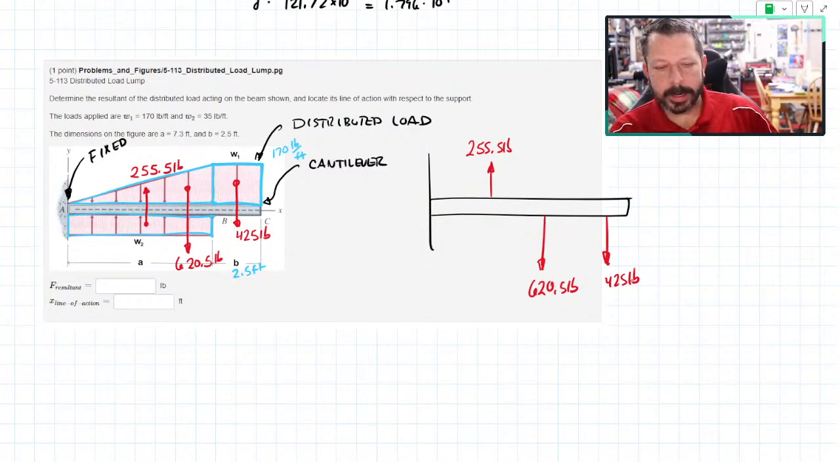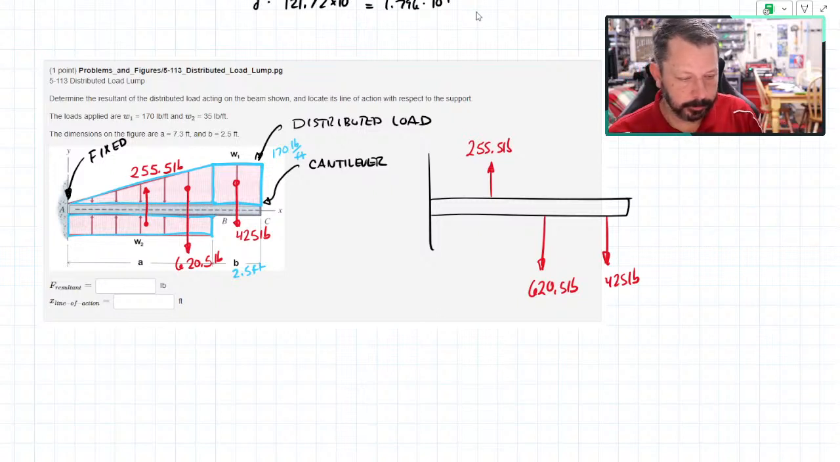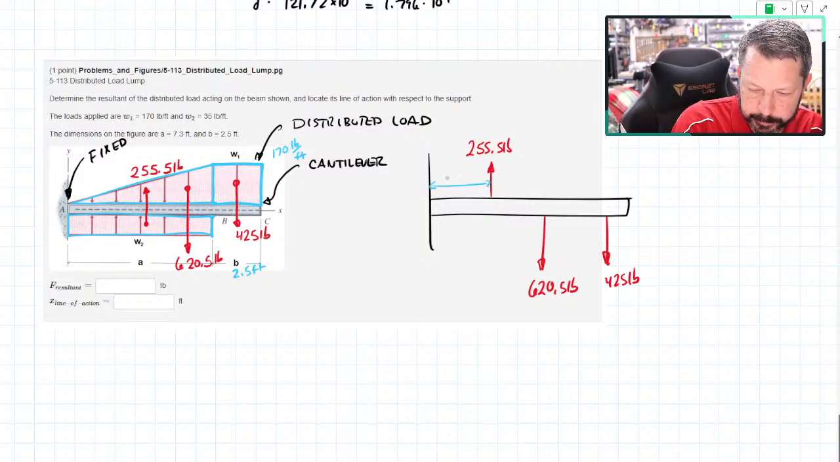And I need to know where exactly these are. So I drew them very carefully at the centroids of these shapes. So the 255 is at the centroid of that rectangle that created it, which is just A over 2. So, well, 7.3, it's a weird number. 7.3 divided by 2 is 3.65. 3.65 feet.